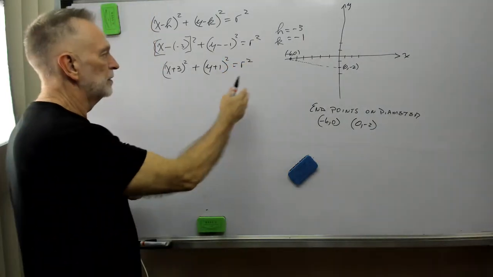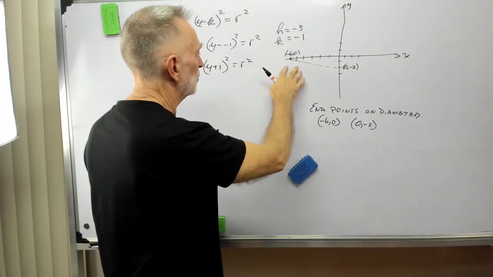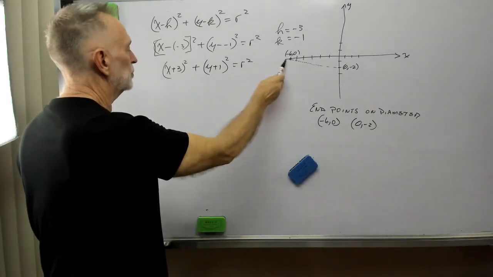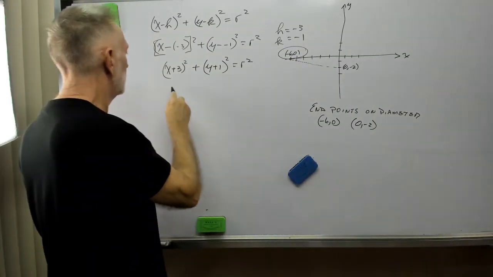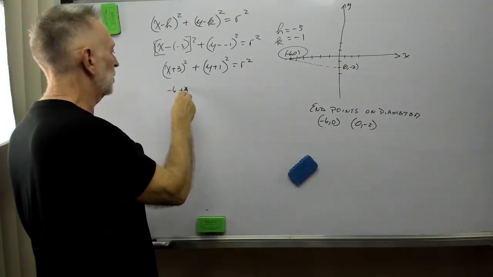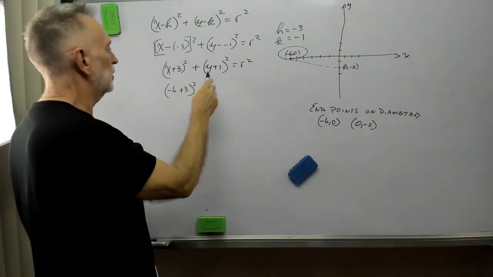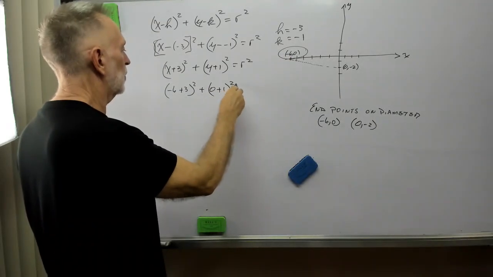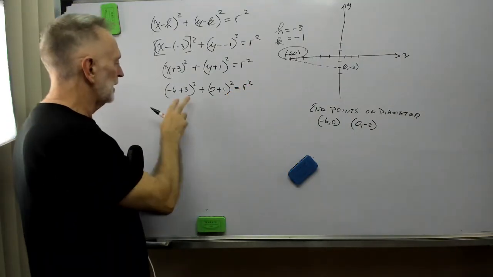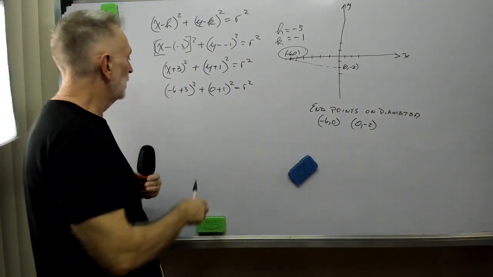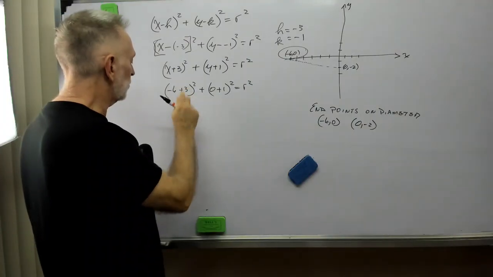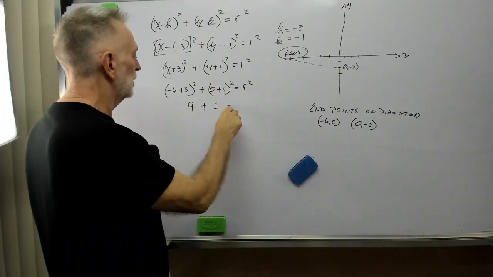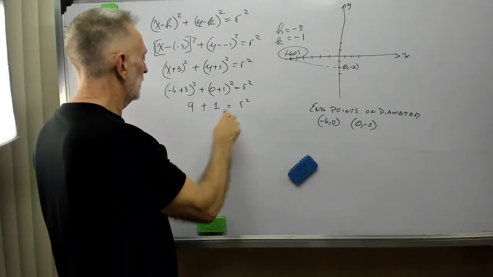Now we have two different values for x and y here, so let's just choose one of them. Let's just use this group right here. So x is -6, plus 3, squared, plus y was 0, plus 1, squared, and that equals the radius squared. -6 plus 3 gives me -3. -3 squared is 9, plus 1 squared is 1, and that equals r squared, which equals 10.